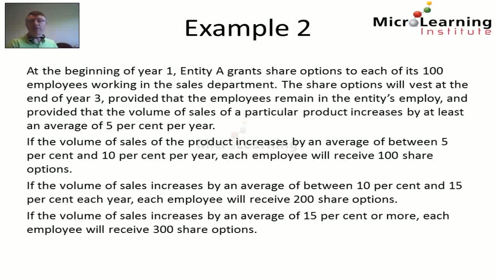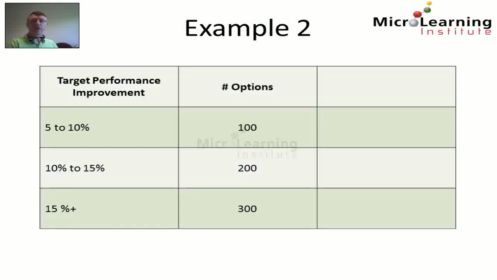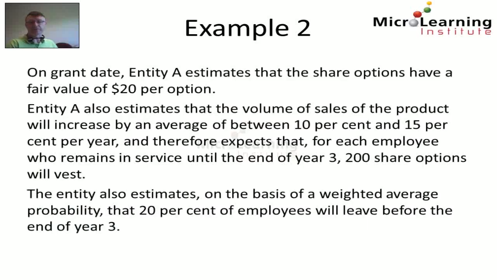However, if the volume of sales increase by an average of between 10% and 15% per year, each employee in this case will receive 200 share options. And if the volume of sales increase by an average of 15% or more, each employee will receive 300 share options. So here we've tabulated the number of options that each employee will receive depending on the target performance improvement.